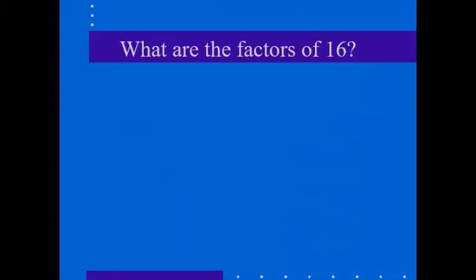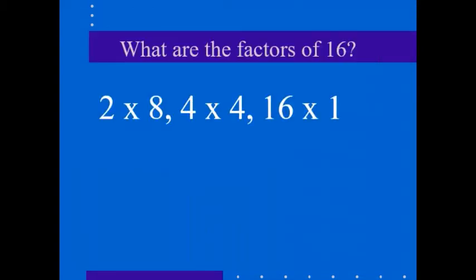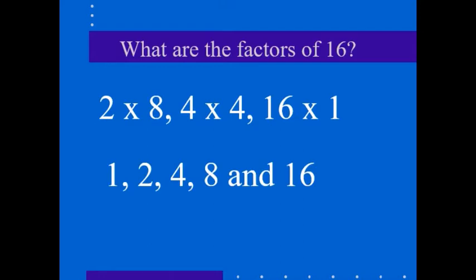Then we were talking about factors. So factors are all the numbers that can multiply together to make another number. So the factors of 16 are 2 times 8, 4 times 4, 16 times 1, and we just list all those numbers that come in the combinations as its factors. If we have the same number coming up twice, we just list it once, because we are only interested in counting or enumerating the factors.